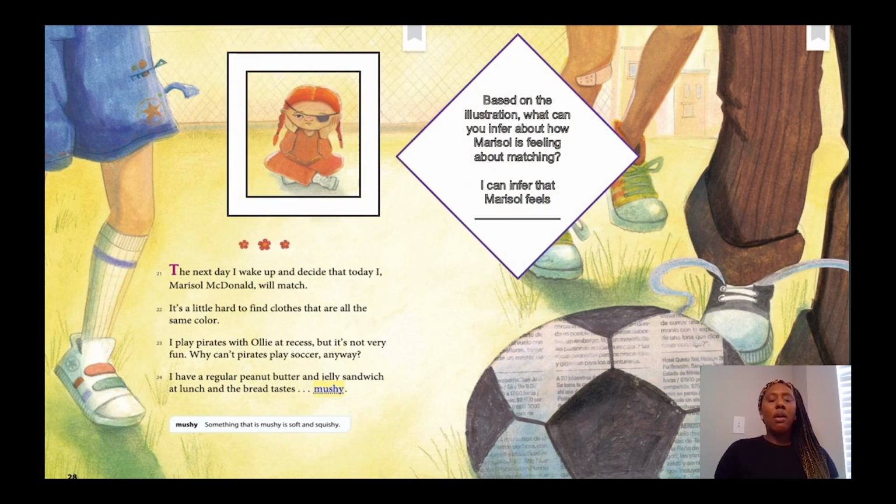Based on the illustration, what can we as the reader infer about how Marisol is feeling about matching? I can infer that Marisol feels blank at this point in the story. How is Marisol feeling based upon the illustration?